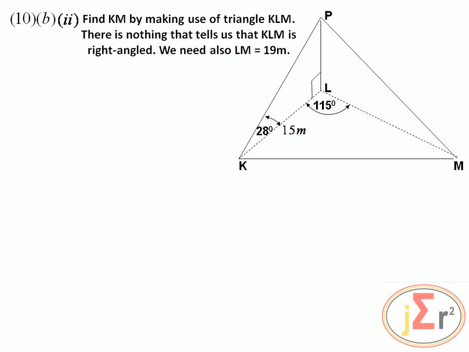Find KM. That is what we are finding now, KM. Find KM by making use of triangle KLM. There is nothing that tells us that KLM is right angled. We also need LM is equal to 19. Put that in, 19 meters for LM, and we need to find KM, and the triangle is not right angled. It cannot be right angled. It is impossible because this angle is greater than 90.